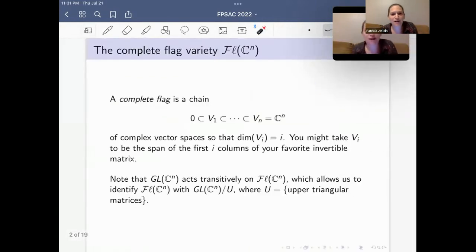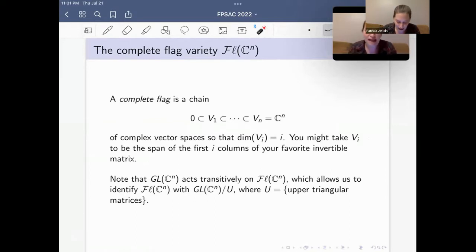So I'll go ahead and start with a little bit of geometry, but the geometry is all going towards counting finitely many points of intersection. So there will be non-negative integers at the center of this story. So what's the complete flag variety?